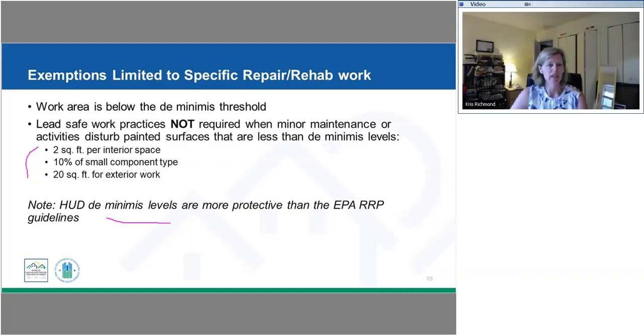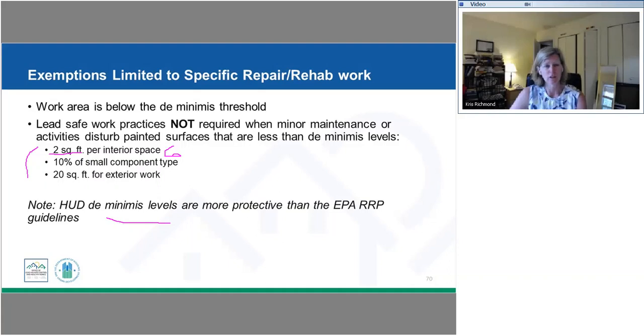You can see that HUD's de minimis for interior is 2 square feet. So this is where it's really important if you're working with a contractor who's RRP certified. They're thinking the interior de minimis space is 6 square feet, and they may have never worked on a HUD project before. It's up to you, the grantee, to let them know HUD has a more restrictive requirement. It's actually less than 2 square feet for interior work.